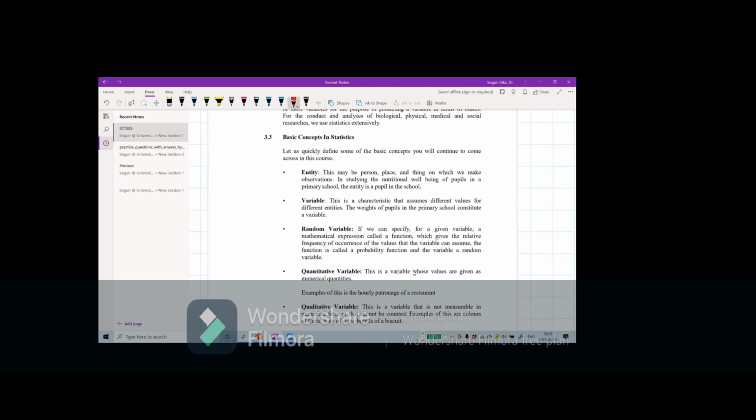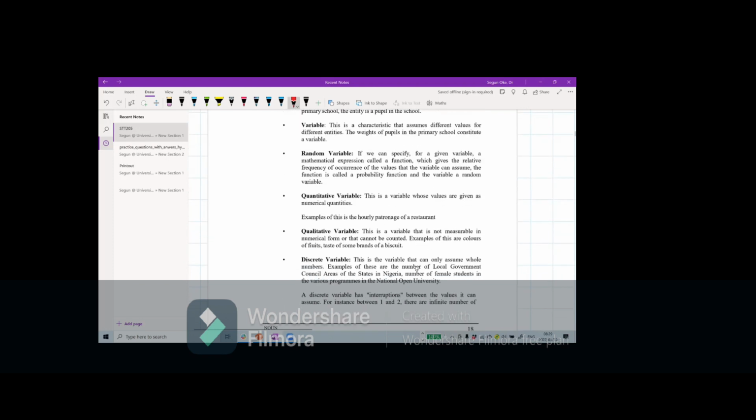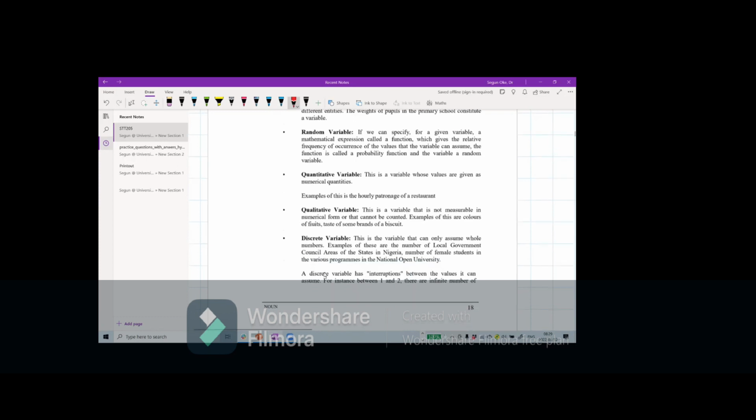But when we are talking about qualitative, we have different things. You cannot count qualitative. So let's take an example so you can know the difference. Examples of these are colors of fruit. Can you count the color of fruit? No. But when you are talking about quantitative, you can count them. These are the numerical values.